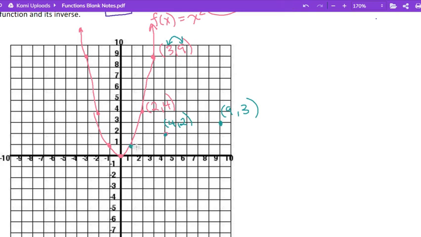Look at this. (1, 1) is an invariant point. Let's write that down. Invariant point, because it isn't affected. It does not move, right? As is (0, 0).